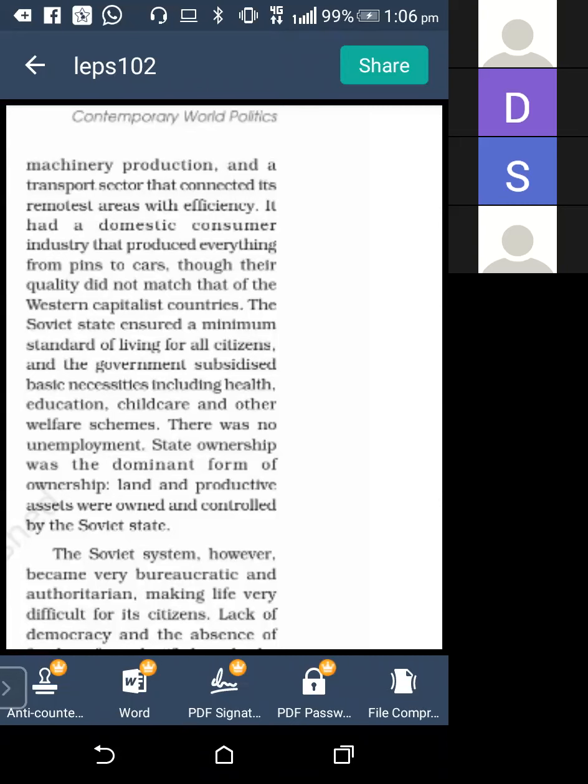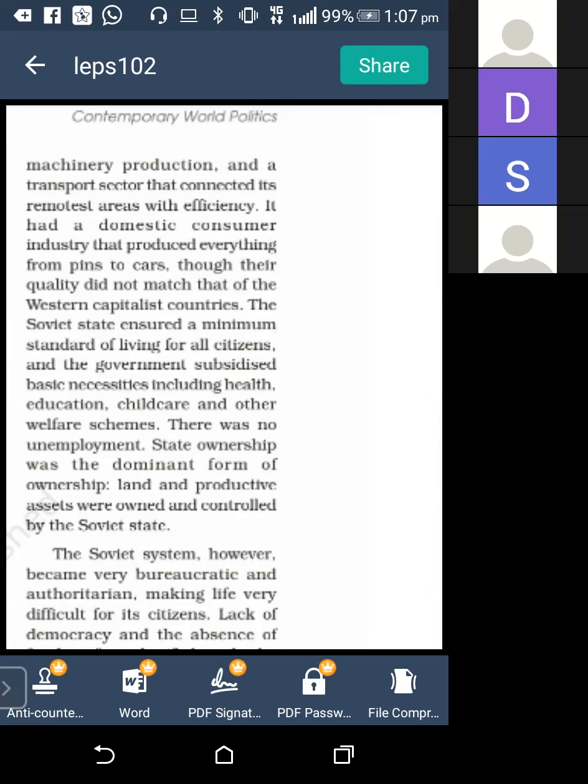Domestic industry make, they don't depend. They had one very good principle when the Soviet bloc was started. They said that every production will be indigenous. Matlab ghar mein production hoga. We should not depend on the import from other countries. From pin to the car, they had production in their own country.